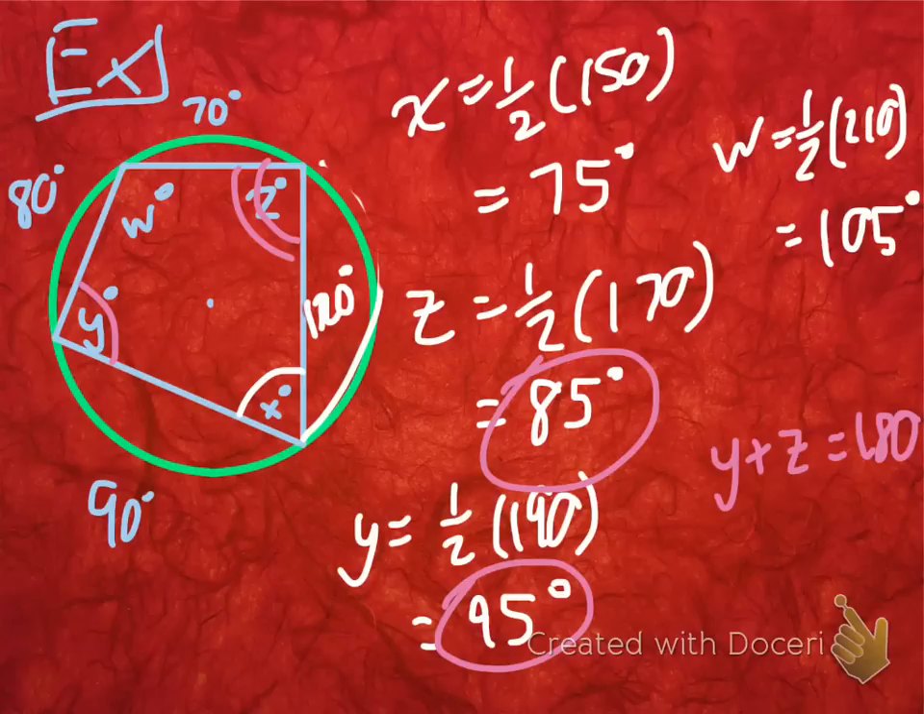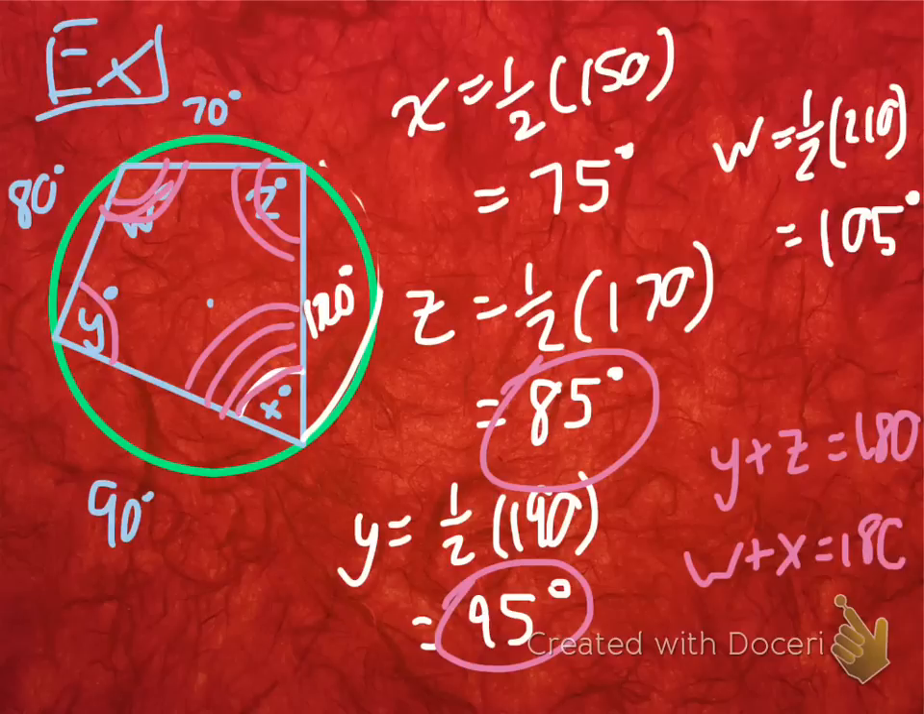Well, let's look at the other side. We have angle W and angle X. Those are opposites as well, and W is 105 plus X 75 also gives you 180. So one of the corollaries is that the opposite angles of an inscribed quadrilateral are supplementary. I highly encourage you to write that down. The opposite angles of an inscribed quadrilateral are supplementary.